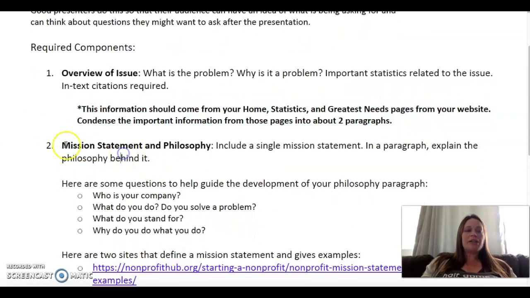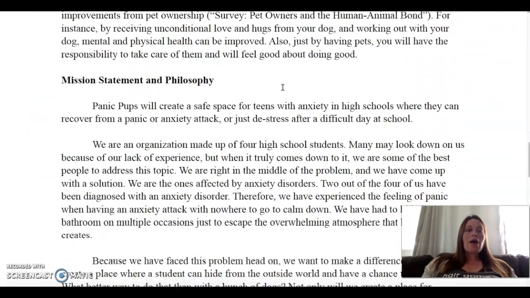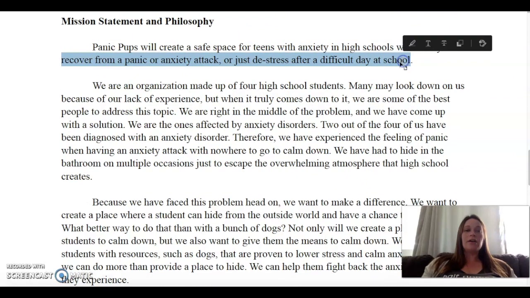The second section is the mission statement and philosophy. It says include a single mission statement, and that's first. You're going to have a 1-sentence thing here, and then in a paragraph, you're going to explain the philosophy behind it. So you're going to have a single sentence and then a paragraph underneath. If you were to look at my example, I'm going to scroll down for just a second. Under their mission statement and philosophy, notice they have a single sentence here.